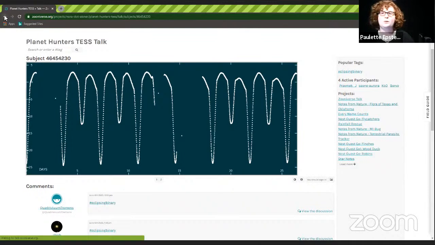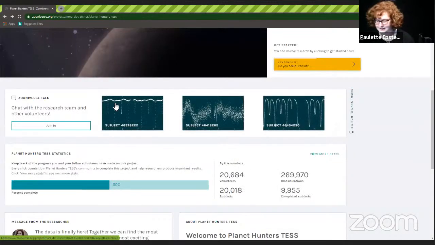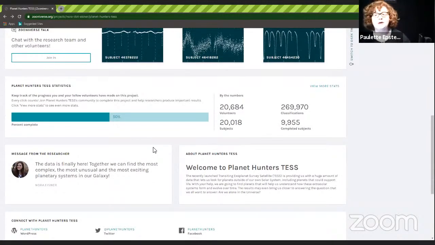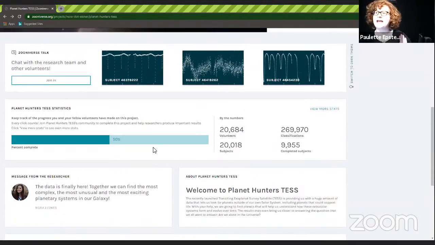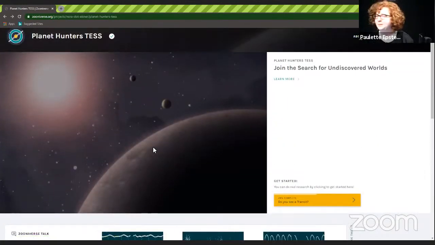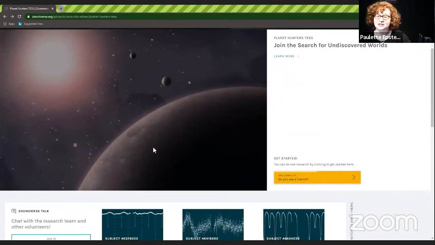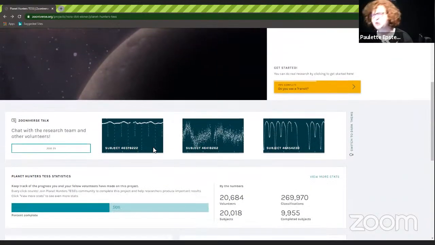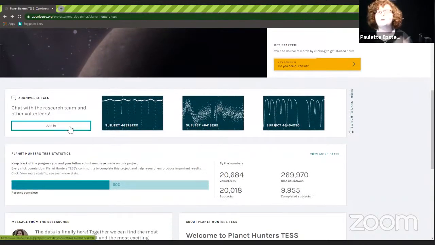So this website, zooniverse.org/planethunters, will actually teach you how to go through and how to see a transit. And you can go through the data with the scientists to figure out if you're seeing an exoplanet or not. You can also chat with the research team and other volunteers that are helping out with this project.